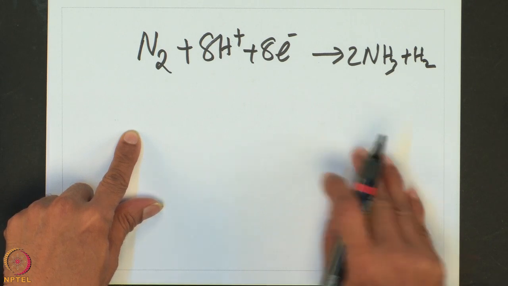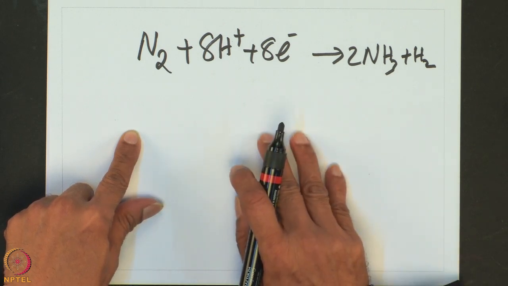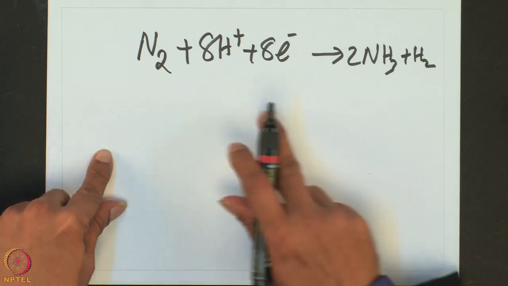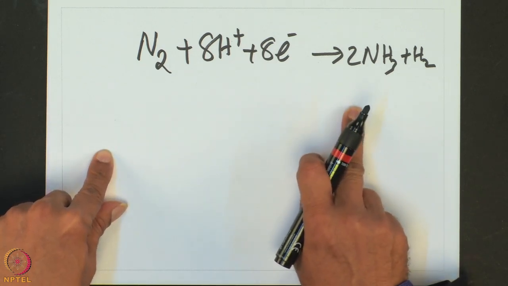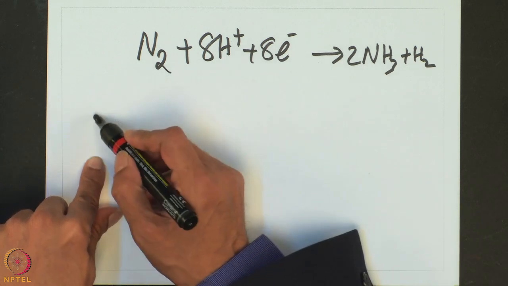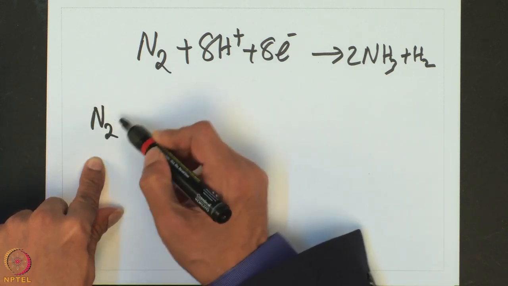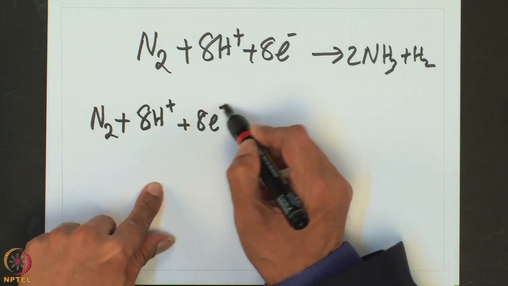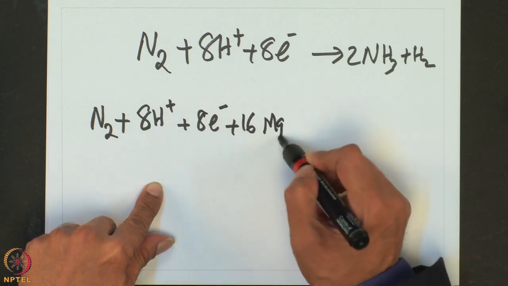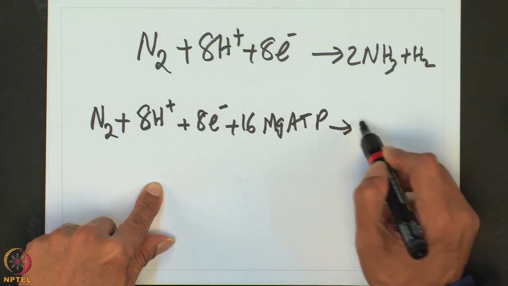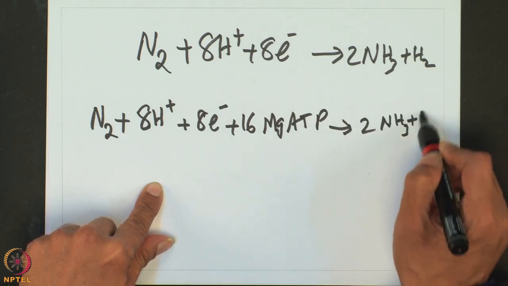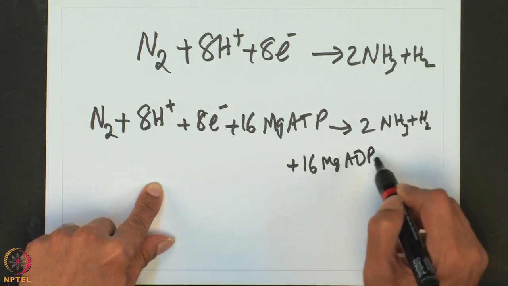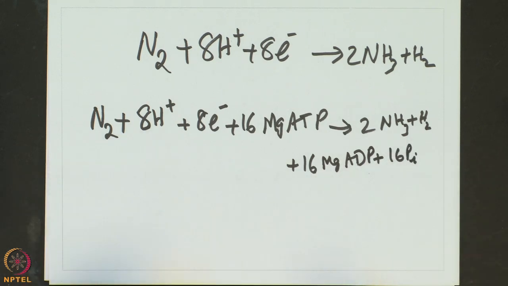Now I am saying this is not only the enzyme reaction. This is a part of the enzyme reaction, but requires something more. What is that something more? To do this reaction, electron transfer should take place. In order for the electron transfer to take place, it requires energy. Therefore, the reaction is using the ATP, which consumes the ATP, plus 16 MgATP, so gives rise to 2NH3 plus H2 plus 16 MgADP plus 16 Pi. So, what does this tell?